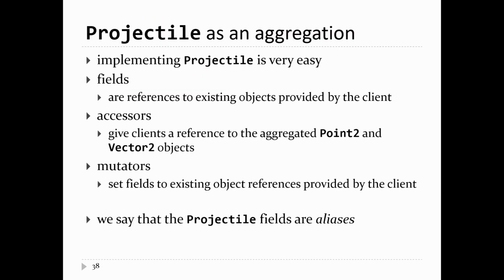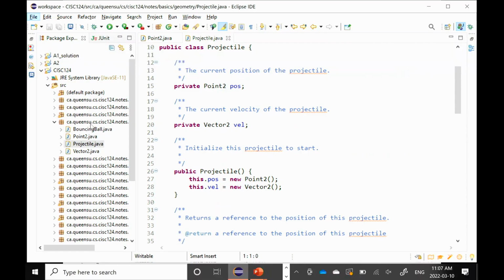If you want to look at the whole source code for this, you have access to it. It's in the same package that the point 2 class is in. You want to look for the projectile class. And if you want to run the program, it's the bouncing ball program.